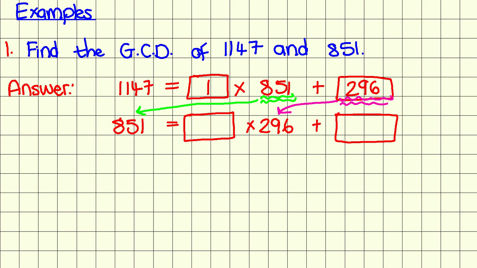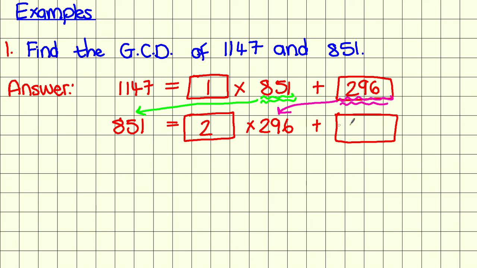Using your calculator, work out how many 296s can fit into 851. I'm just going to divide them with my calculator. I can see it goes in 2.875 times, so it's 2 full times, pretty much. You don't want decimals at all. Now figure out what your remainder is. So I'm going to type in 851, take away 2 times 296.